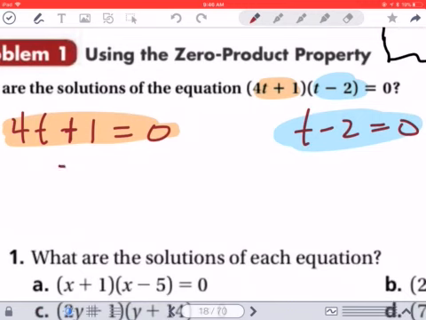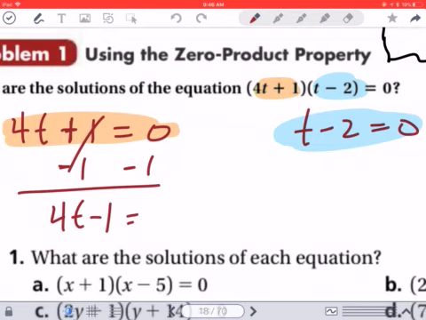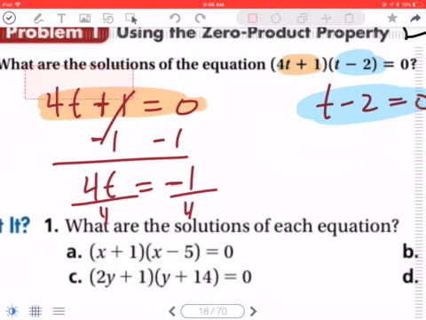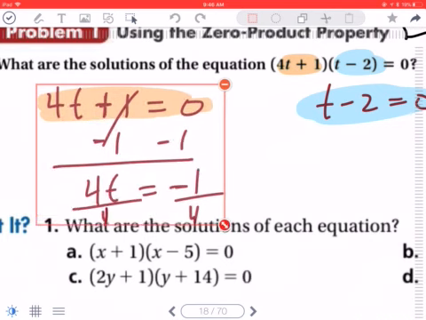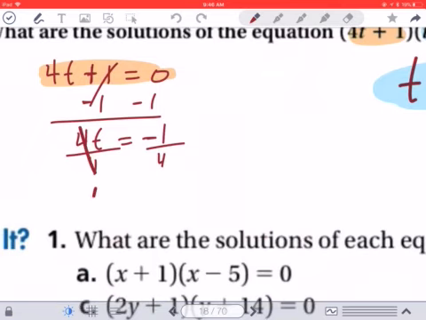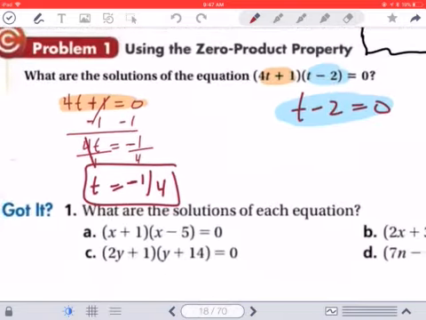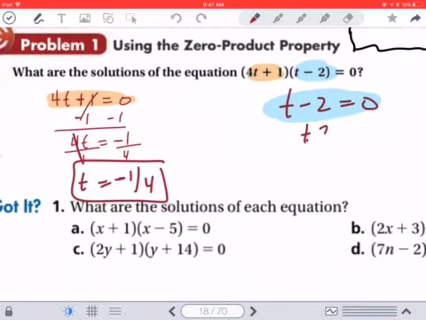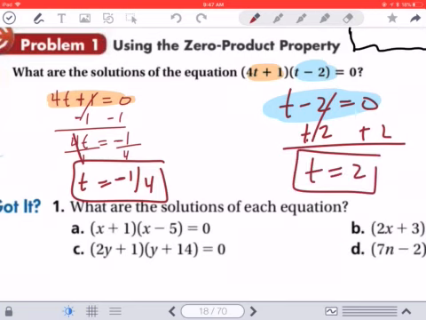Okay, and then I can subtract 1, and I get 4t equals negative 1. Divide by 4, and on this part of the binomial, the 4's cancel out, so I get t equals negative 1/4 is one of the solutions, one of the zeros. And over here, I just add 2, and I get t equals 2 on this solution. Okay, so these are both solutions.